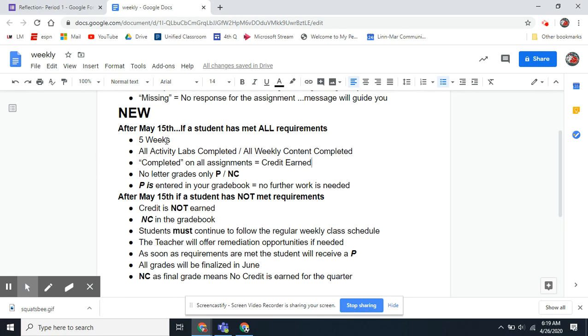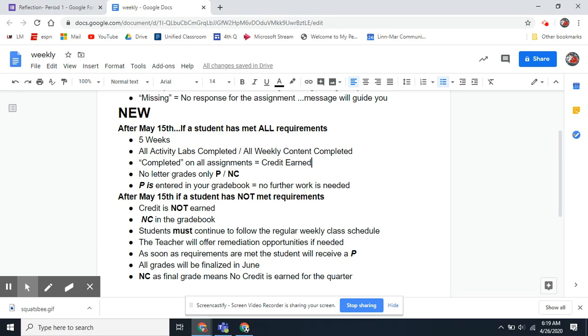For after May 15th, so that's roughly 3 weeks from now, if a student has met all of the requirements, that's 5 weeks of the class, all activity labs are completed, all weekly content is completed, and that means you would have completed on all your assignments in your grade book, then credit would be earned for the quarter. Okay, remember, no letter grades are given, only a pass or no credit is given for this class.